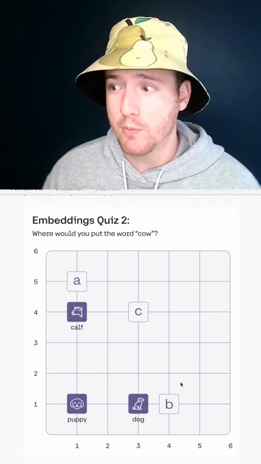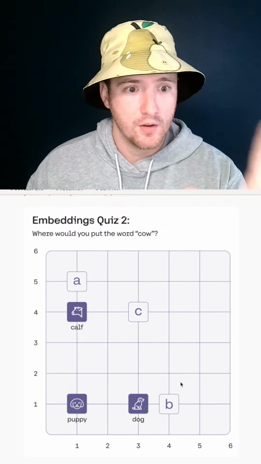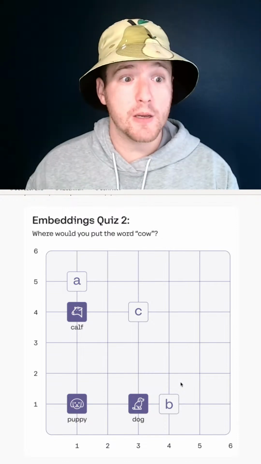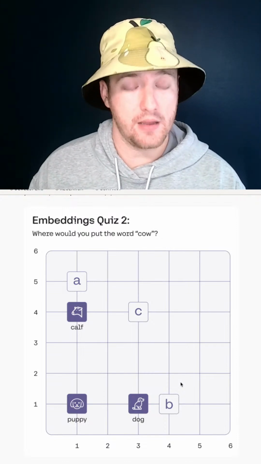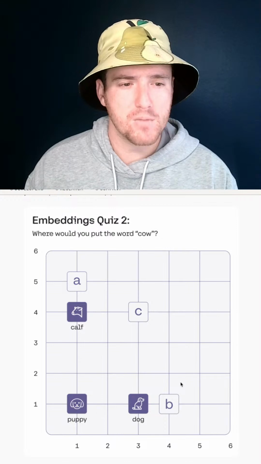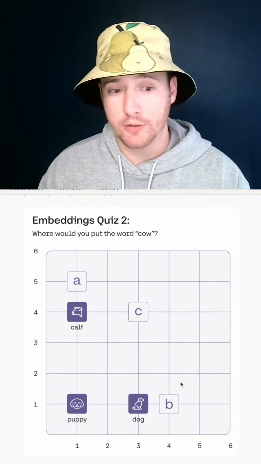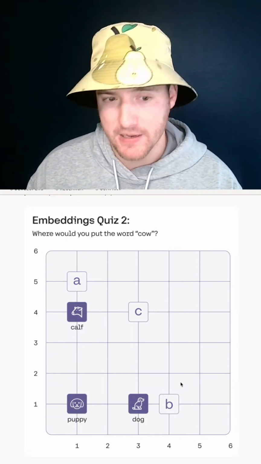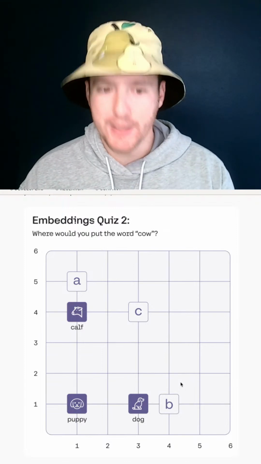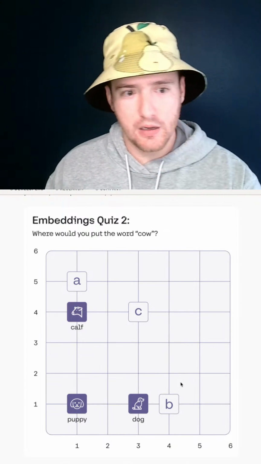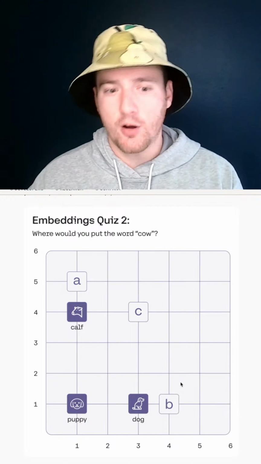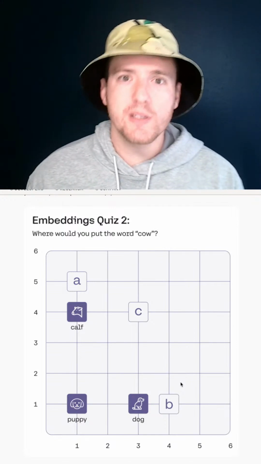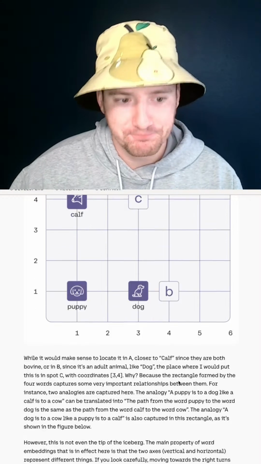So we have the word cow, and we want to locate it on this map. On the left, we have calf. So it could be A, right? It could be A. But cow is an adult calf, whereas dog is an adult puppy. So we don't want to put it at B, because B looks where the dogs are, but it does have a similarity to calf, and it also has a similarity to dog. So why don't we stay C again? Well, let's stick C.